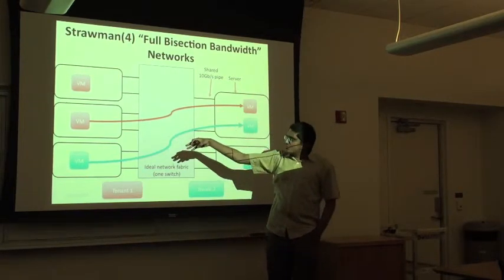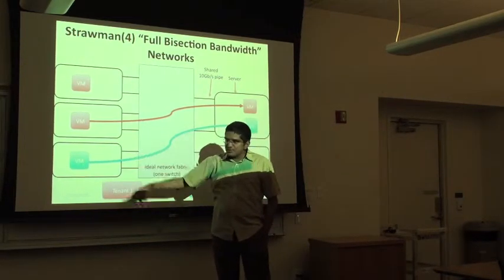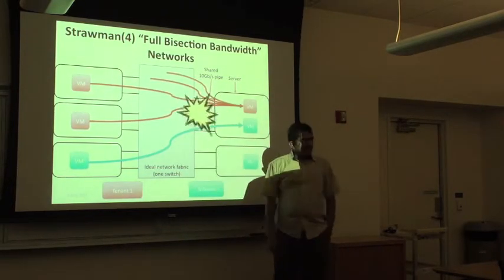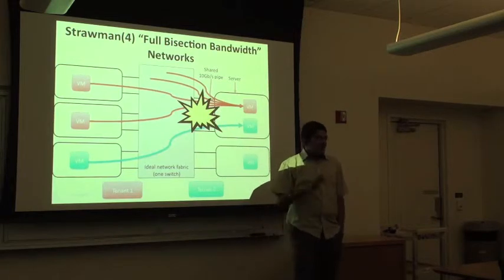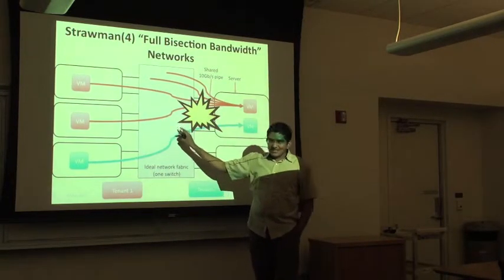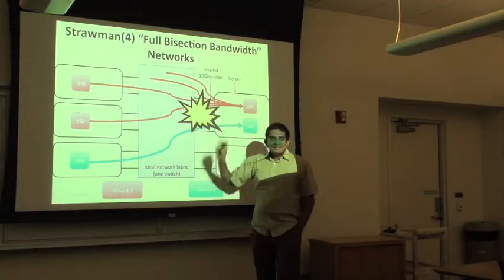So in this scenario, you have two tenants, the red and the blue. They're sending traffic here. But as red is going to send more and more traffic, it's going to cause congestion on the last hop, at the access links. So no matter how much bandwidth you have within your network, you still have to deal with this problem that is happening at the edge.